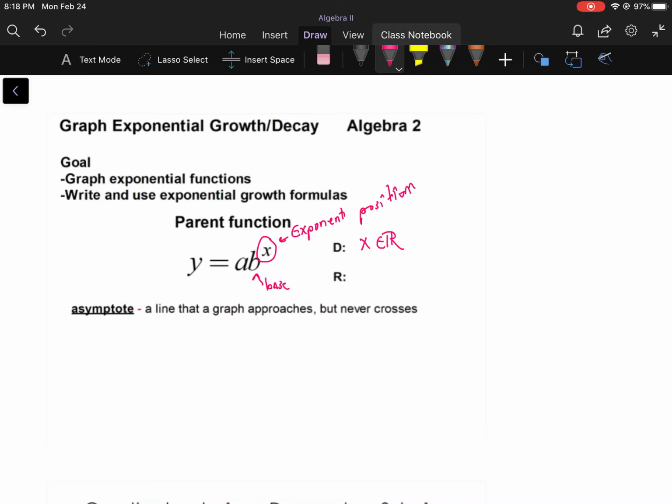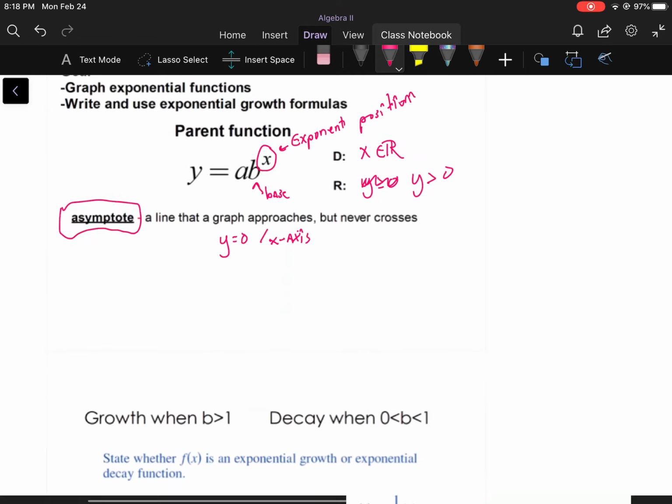When it comes to range, when it spits out, you'll find out that the parent, or the typical one, has a range of y is bigger than or equal to 0. Or I shouldn't say equal to, y is bigger than 0, because this graph is going to have an asymptote. And we've talked about those with a bunch of different conic sections. In this case, the asymptote is typically y is equal to 0. In other words, it's the x-axis. Now, that can change if we move the graph up and down, left or right, things like that.